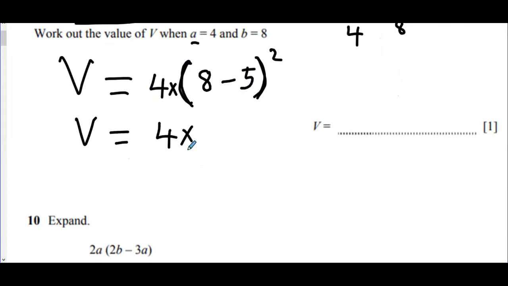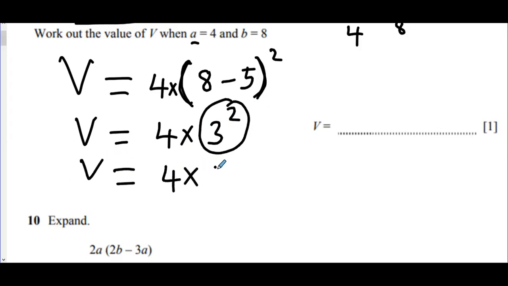So this will be 4 times 3 squared. Now when you reach here, go ahead finding the square of 3. Students, what is 3 squared? 9. So V will be equal to 4 times 9, and this will be equal to 36.